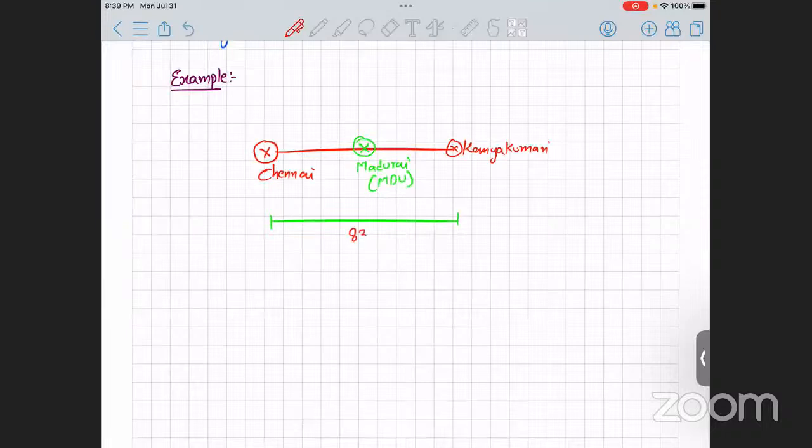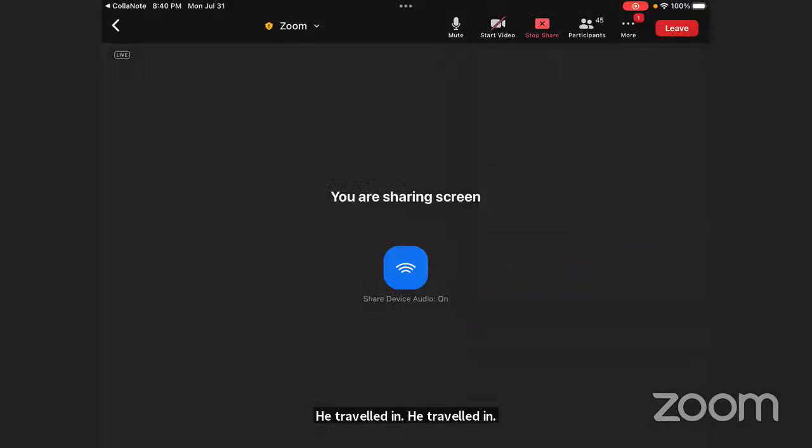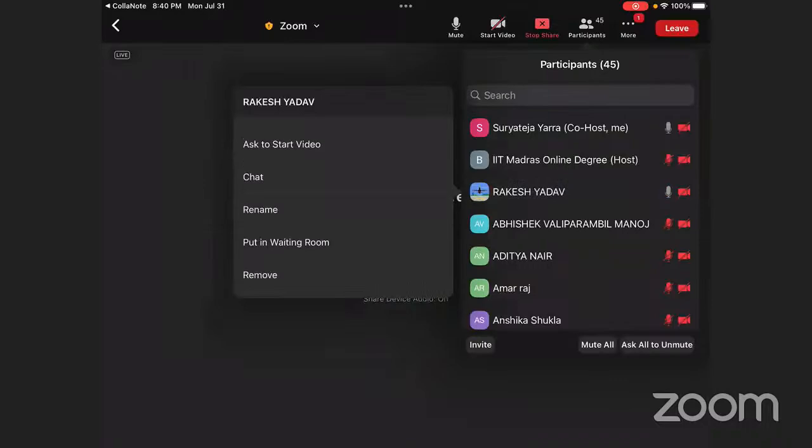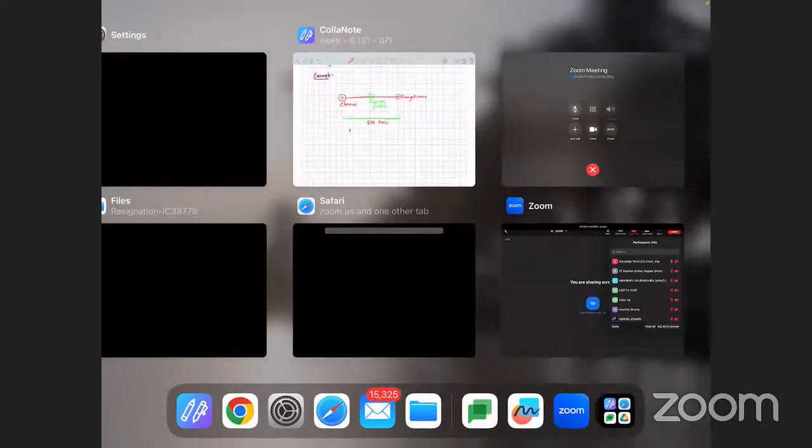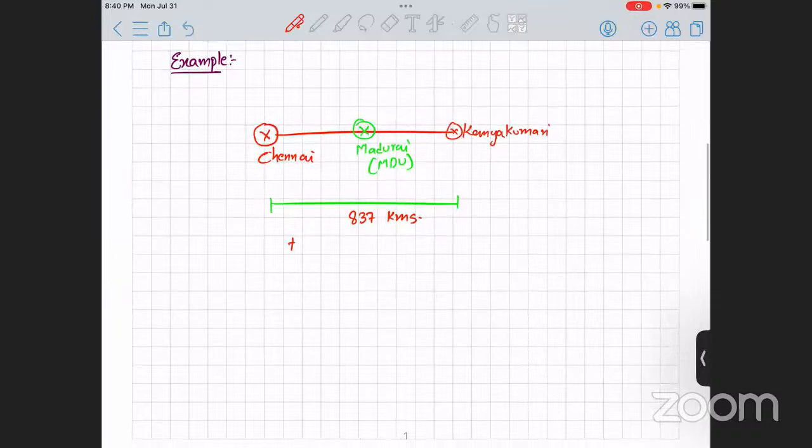The whole stretch from Chennai to Kanyakumari is around 837 kilometers, roughly. And he traveled 837 kilometers, and he completed his ride in 12 hours. Let's suppose in 12 hours.